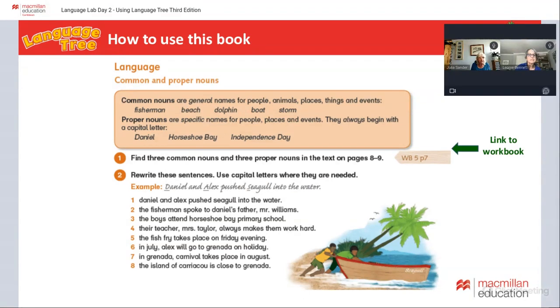Right, this is where we come into the language section, and that language section really is grammar and punctuation.